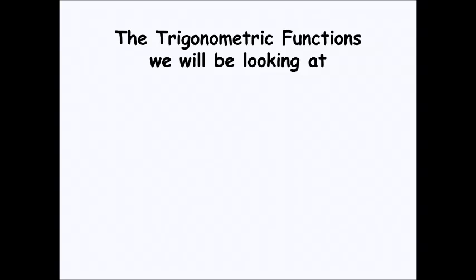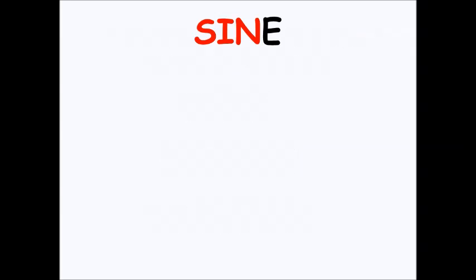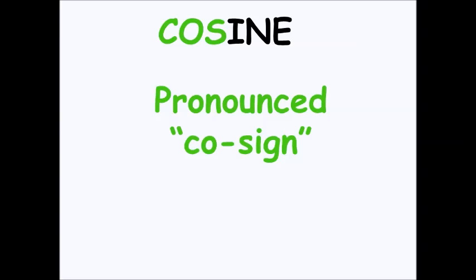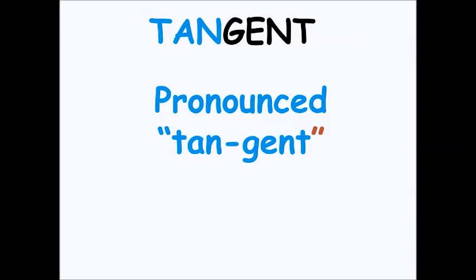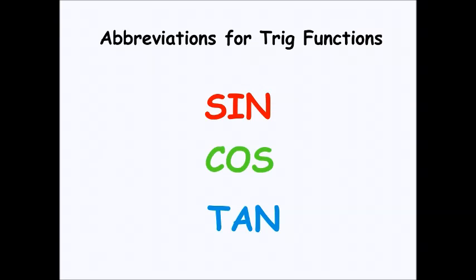The three trigonometric functions we're looking at today are called sine, cosine, and tangent. Sine is pronounced sine. Cosine is pronounced cosine. Tangent is pronounced tangent. The abbreviations for sine, cosine, and tangent are SIN, COS, and TAN.